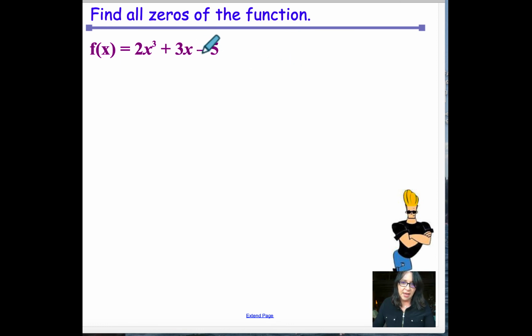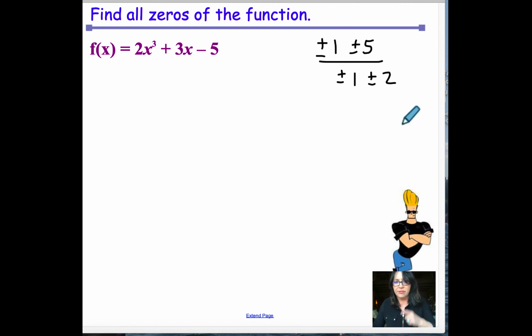Finding the zeros again, you know that you can use synthetic division. This one wouldn't be awful because you're pretty limited: you've got plus or minus 1, and plus or minus 5 over plus or minus 1 and plus or minus 2. So you've got 1, 1/2, 5/2, 5 to plug in. So 2, I have no value for x squared. I have 3 and negative 5.